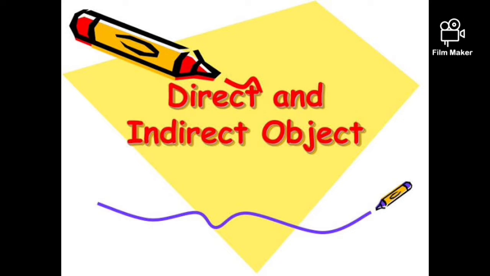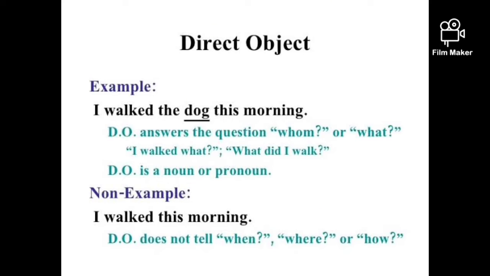But before we get started, let us learn a topic: direct and indirect object. It is not direct and indirect speech. It is direct and indirect object. We need to learn the difference between direct and indirect object. First, direct object. I walked the dog this morning. Direct object answers the question whom or what. I walked what? A dog. You got an answer. So dog is the direct object for the pronoun I.